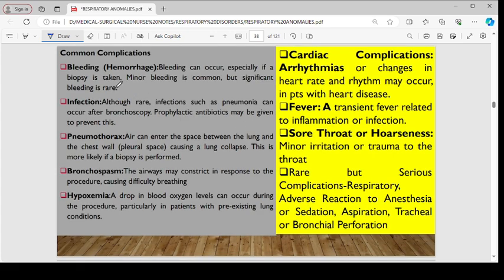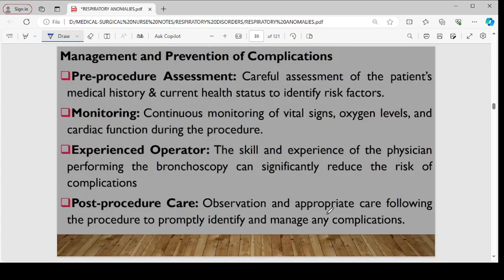This test could predispose the patient to some complications like bleeding, infection, pneumothorax, bronchospasm, hypoxemia, cardiac complications like arrhythmias, fever, sore throat and hoarseness, and others.